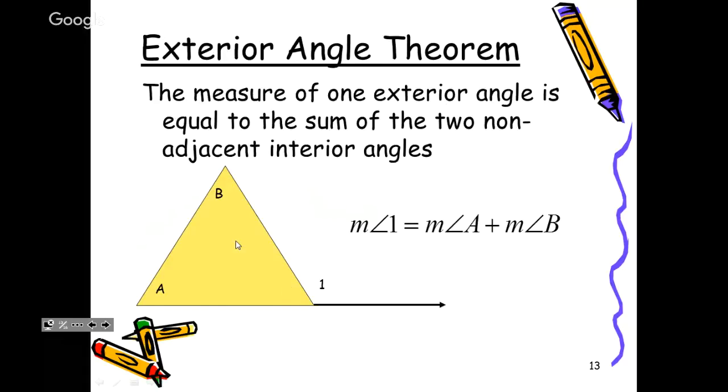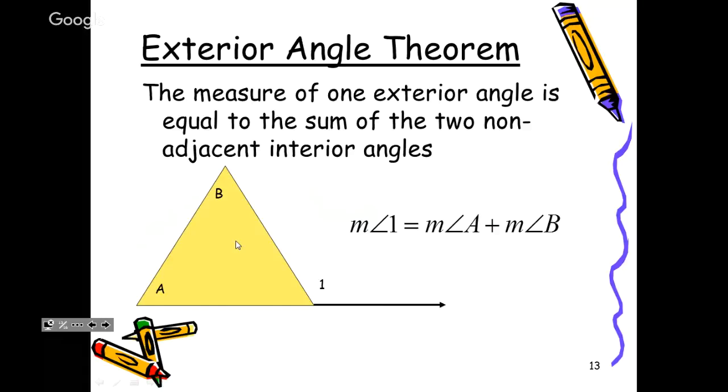All right. The next one is the exterior angle theorem. The exterior angle theorem basically says that the exterior angle to one angle of a triangle is equal to the sum of the two non-adjacent interior angles. So we see here we have angle 1, and it is equal to the sum of A plus B. And we can actually prove this if we just use our substitution and transitive properties.